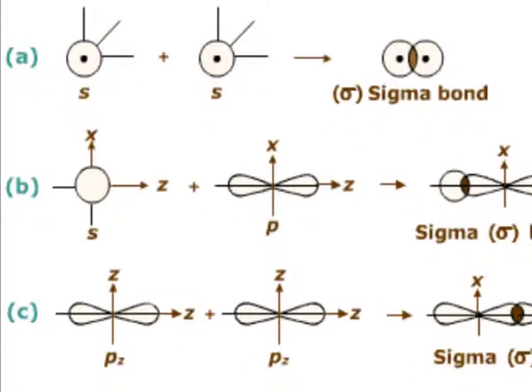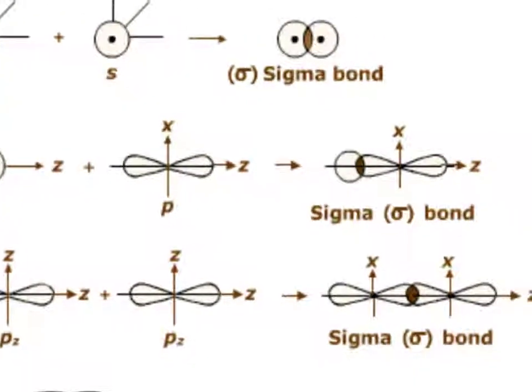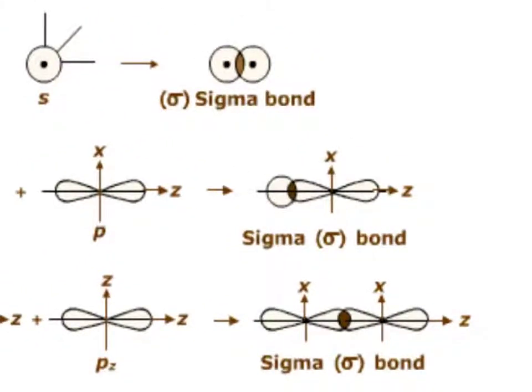I could have an s plus a p give me an overlap here to form another sigma bond. Once again, the key is that it's directly in line with the axis, and it's a single bond. Single sigma, single sigma, single sigma.